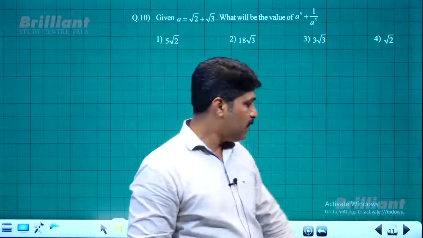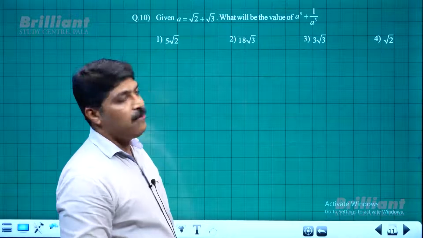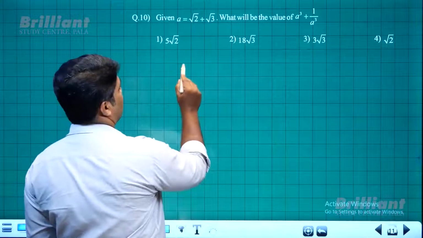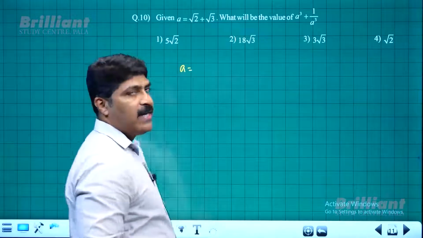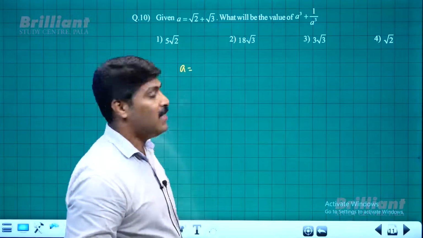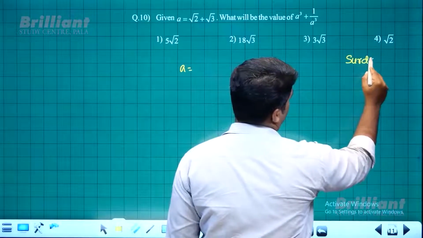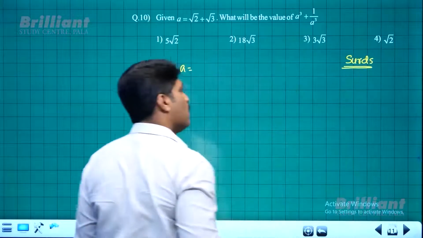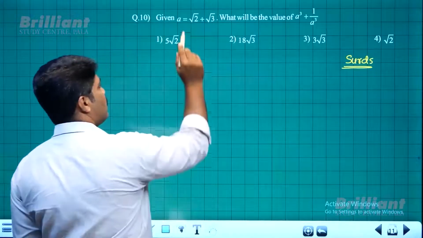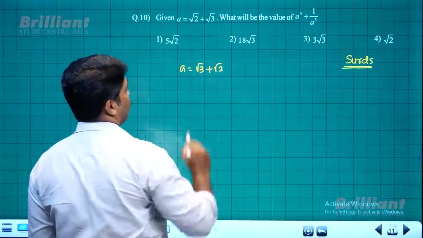Okay, then the next question. If a equal to root 2 plus root 3, then what will be the value of a cube plus 1 by a cube? So here we just consider a. For the convenience of operations, whenever we are writing these kinds of surds, these are called surds, S-U-R-D. So these are operations with surds. When you get surds for these types of operations, you just write the bigger value first. So root 3 plus root 2.